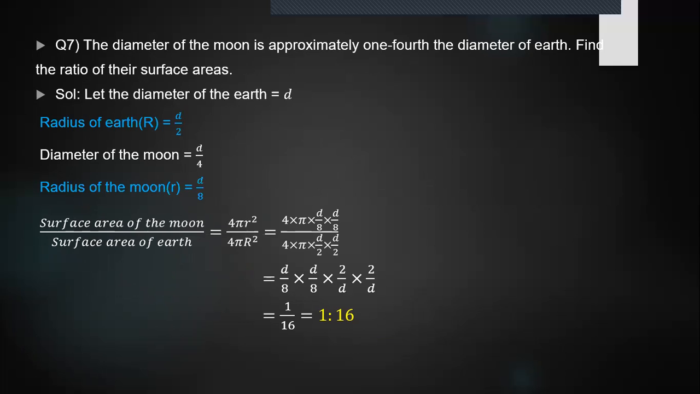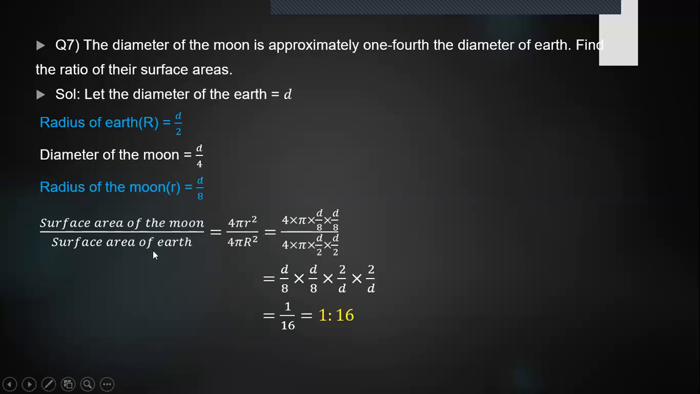Question 7. The diameter of the moon is approximately 1/4 the diameter of the earth. Find the ratio of their surface areas. Now here we are going to start with the diameter of the earth as d. The radius of the earth is going to be d by 2. Diameter of the moon is then going to be d by 4, and the radius of the moon is going to be d by 8. Now here you can see we are coming across two different radii, therefore two different notations for r are required.